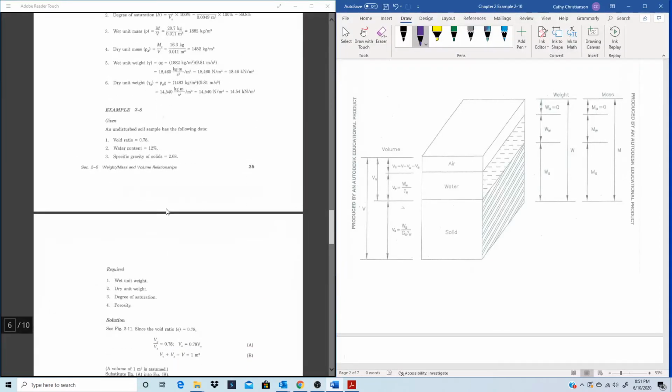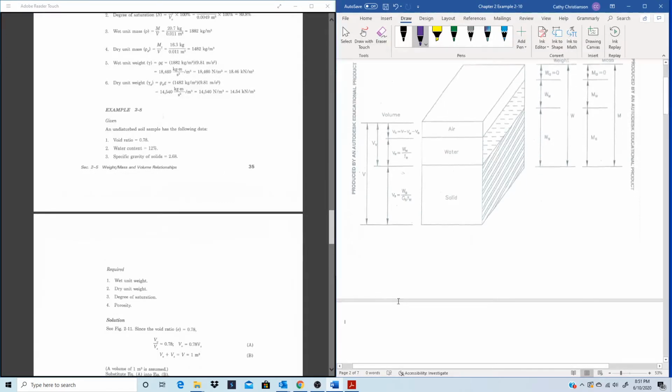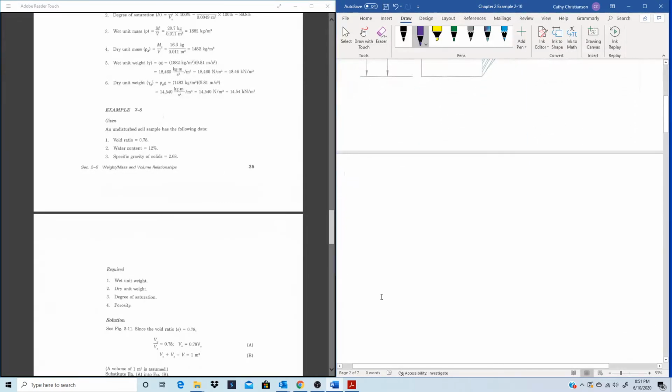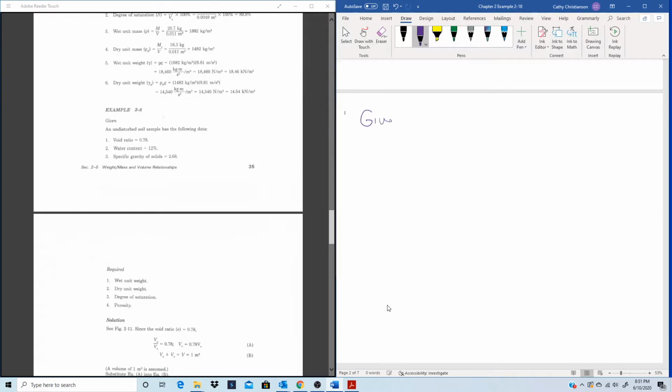Alright, so here's what's given. We're given void ratio, which is that little e, is 0.78. And void ratio is actually VV over VS.